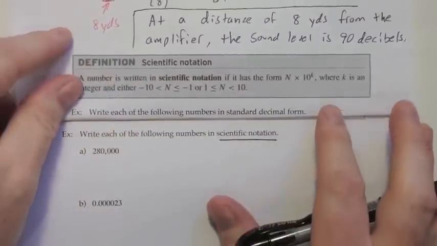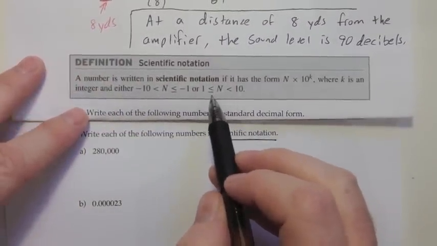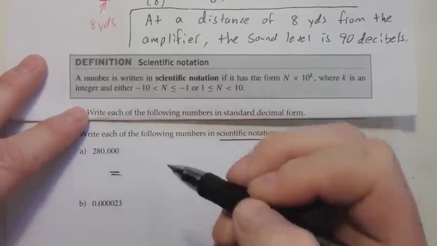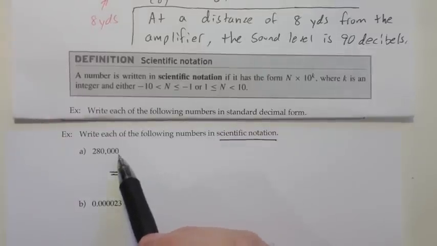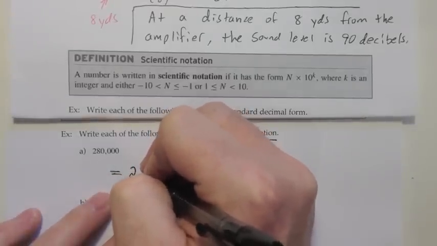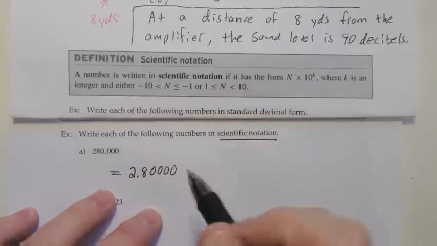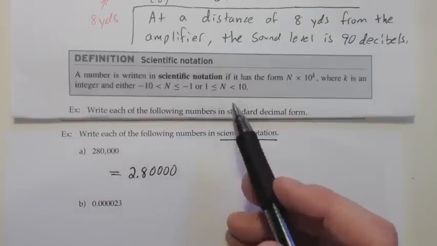So it says for a number to be in scientific notation, you have to have the lead part be in between 1 and 10. So if you want to take 280,000 and put it in scientific notation, you have to move the decimal from right here at the end to a place where the number would now be in between 1 and 10. And so if I put that decimal in between the 2 and the 8, then now we have a number that's 2.8, and 2.8 is in between 1 and 10.